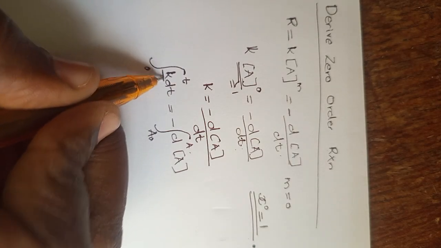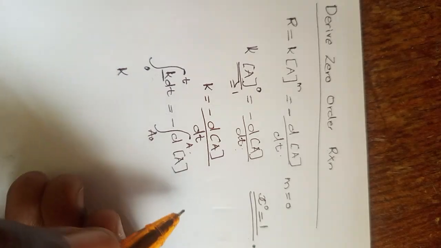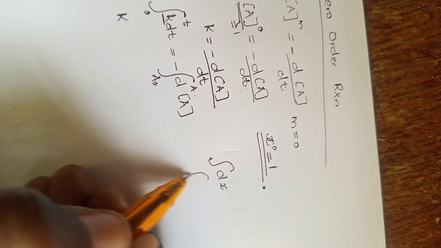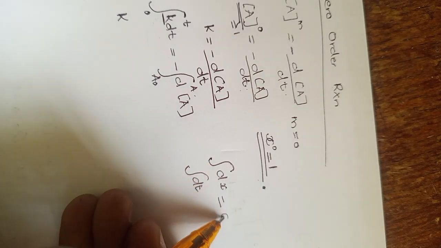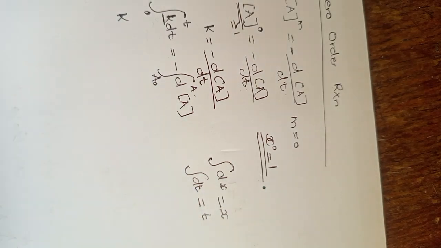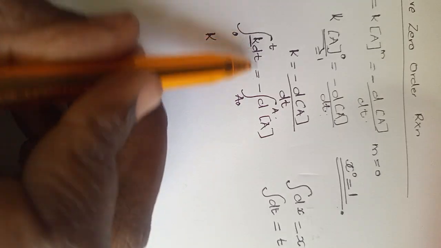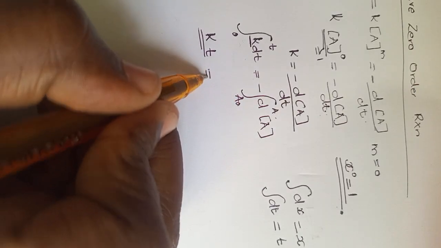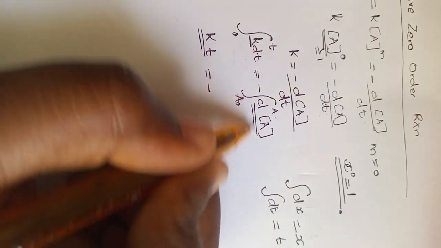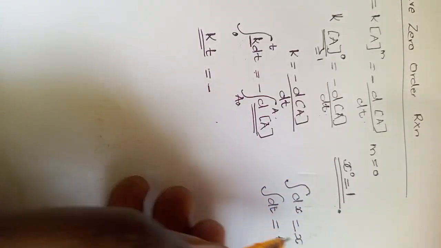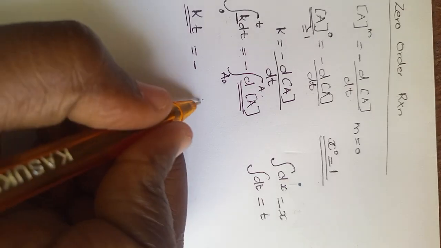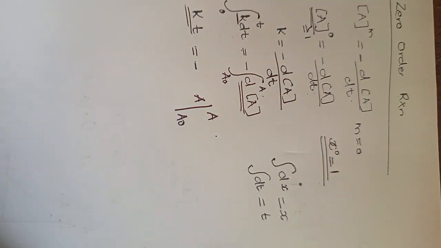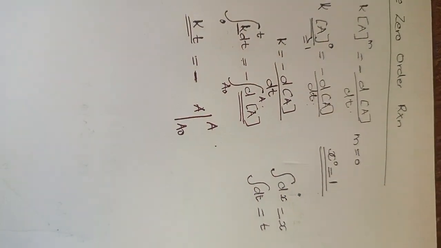So the integral of a constant will always be K. And just a side note here, the integral of dx, or the integral of dt, will always be x, will always be t. Therefore, the integral of K dt will be Kt. Hope you understood. Which is equal to negative, the integral of dA will be A, as it ranges from A initial to A final. Do not forget the negative value here.